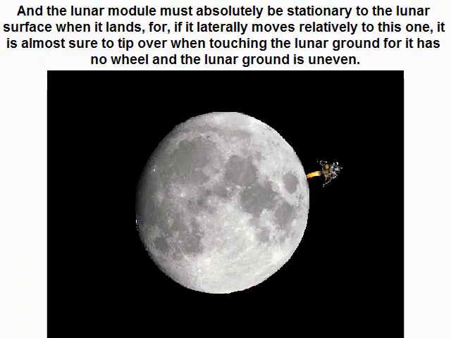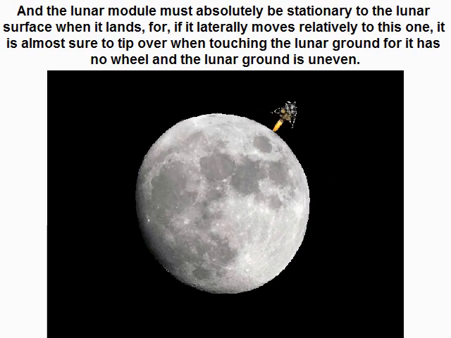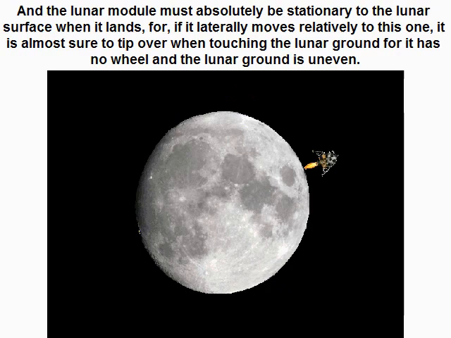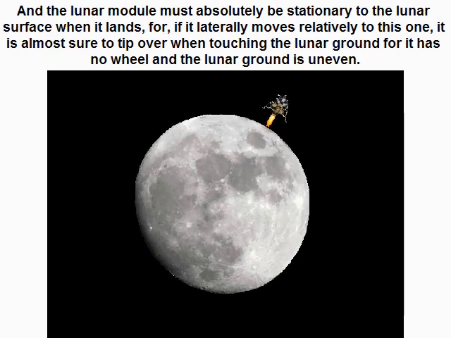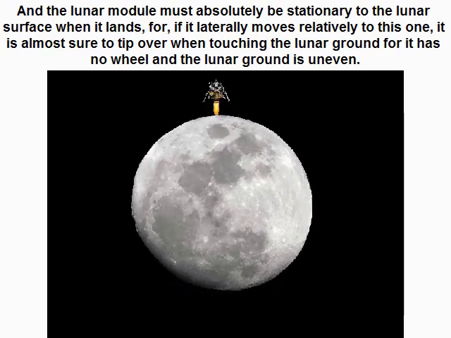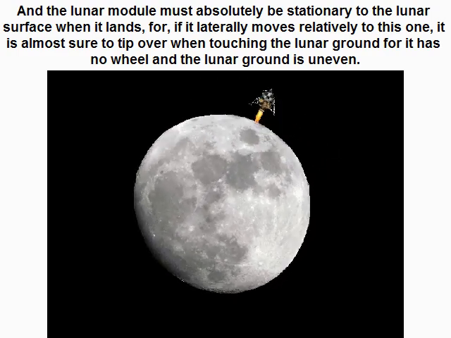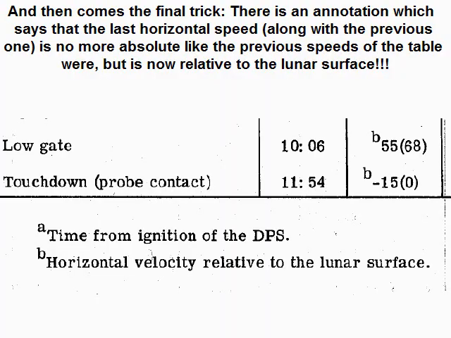And the lunar module must absolutely be stationary to the lunar surface when it lands, for, if it laterally moves relatively to this one, it is almost sure to tip over when touching the lunar ground, for it has no wheel and the lunar ground is uneven. And then comes the final trick. There is an annotation which says that the last horizontal speed, unlike the previous speeds, is no more absolute but is now relative to the lunar surface.